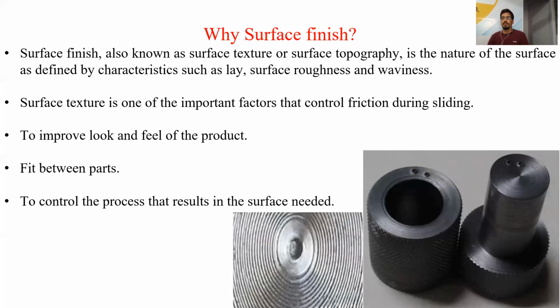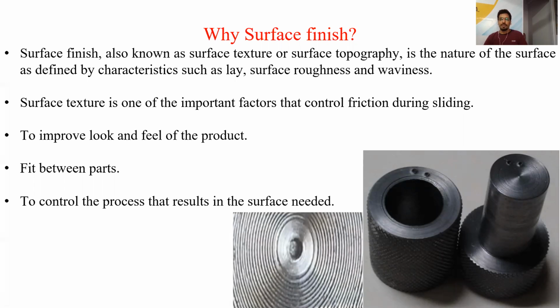Now we will discuss why surface finish is given to the manufactured part, why it is necessary. Surface finish is also known as surface texture or surface topography, and it is the nature of the surface as defined by characteristics such as lay, surface roughness, and waviness. Let us take an example of an engineering component whose surface is open to atmosphere. That surface contains a number of valleys and peaks, and the surface sometimes needs to be very rough and sometimes very smooth according to the application.